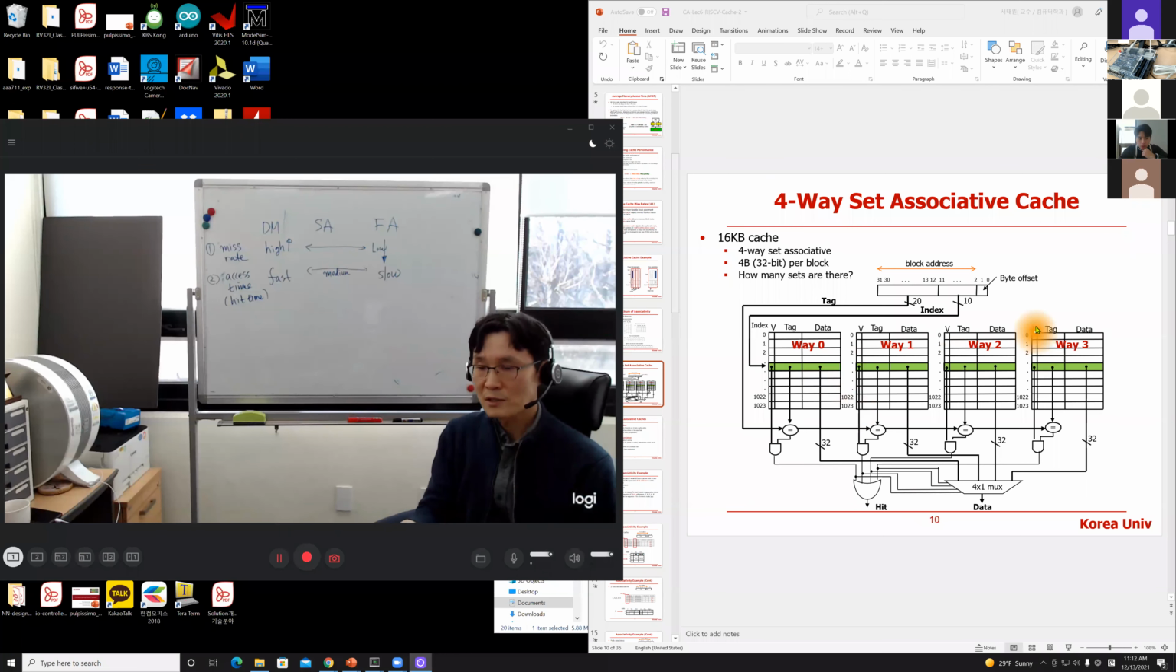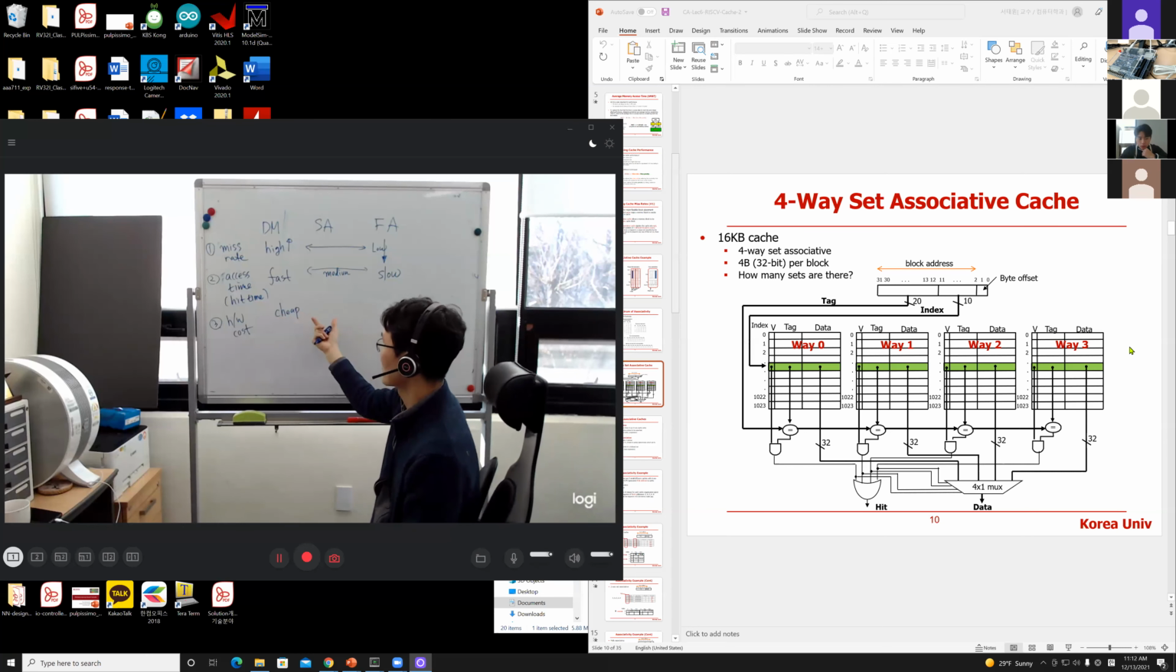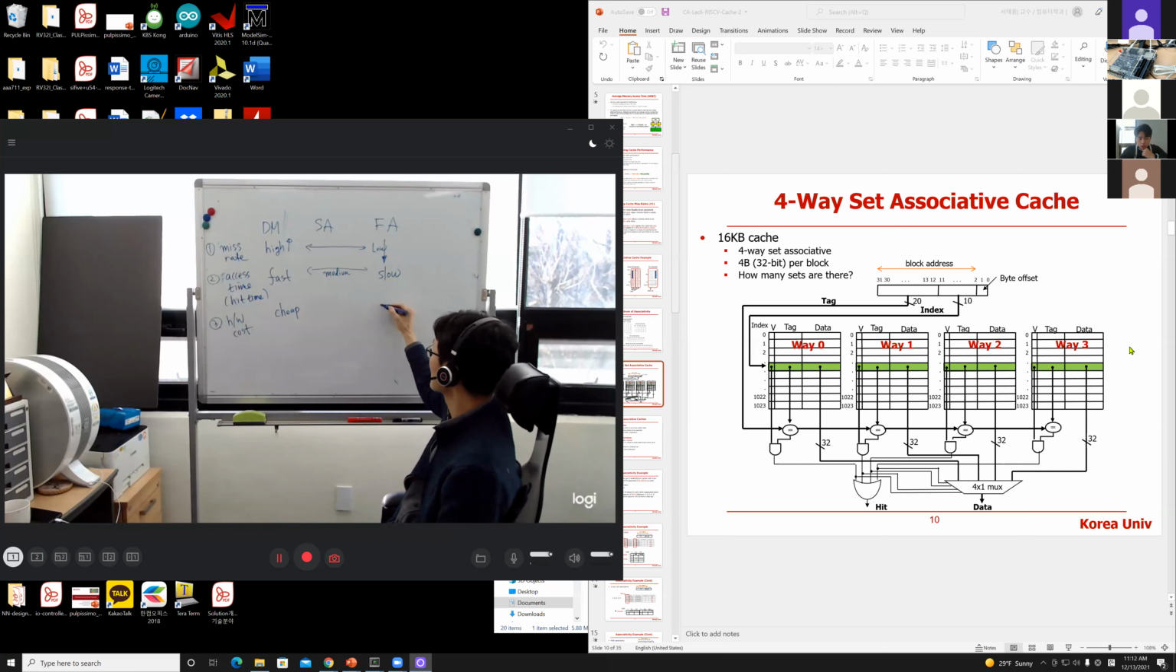And the last thing you have to consider is hardware cost, meaning how expensive it is. It is cheap because you use less amount of hardware components, AND gate, OR gate, flip-flop, those things, right? And this one is going to be expensive.